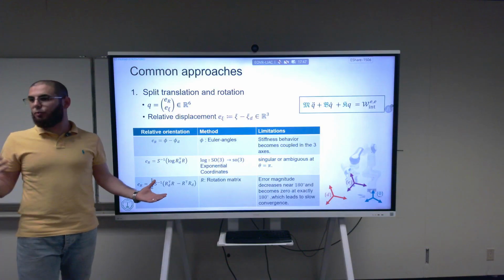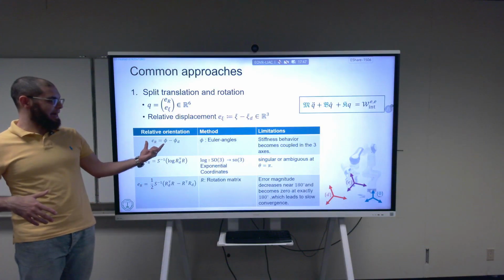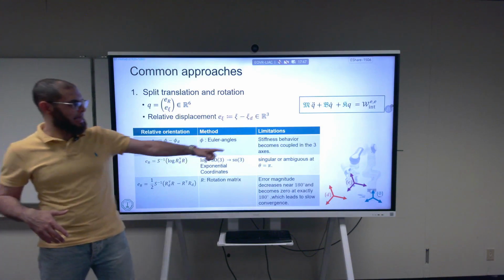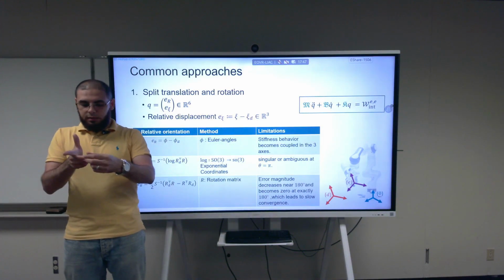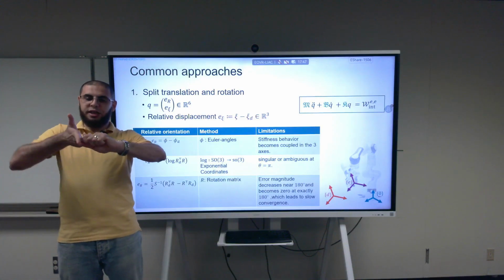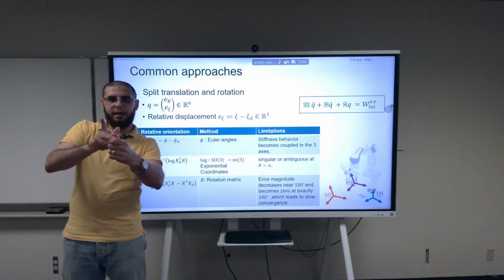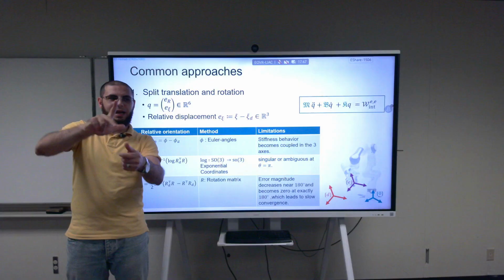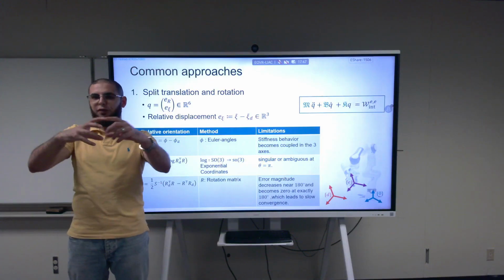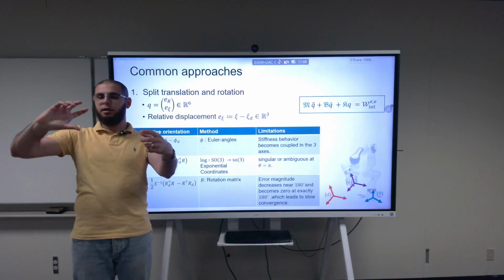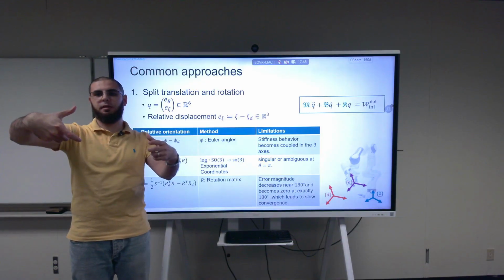So one of the main problems that they had when they were using Euler angles is that when I apply a rotation to the roll angle, when the robot wants to go back, all of the three angles get coupled. If you have a spring and you rotate one axis, what do you expect the behavior of the spring to be?